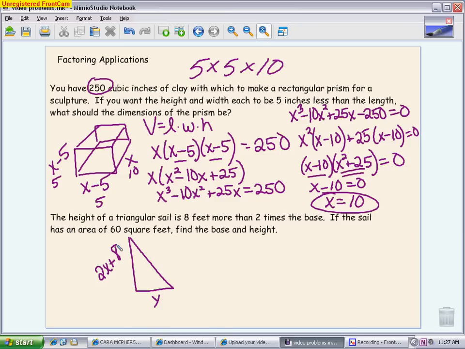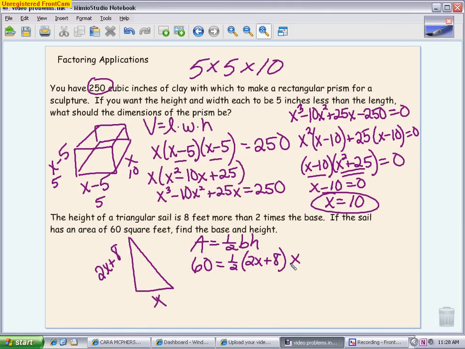It tells us that it has an area of 60 square feet. So I need to write the area of a triangle formula, which you should all know is 1/2 base times height. They're telling me that the area is 60. I have the base as x, and I have the height as 2x plus 8. I'm actually going to put the 2x plus 8 first, and I'll show you why in a second. It does not matter. It's being multiplied. It doesn't matter the order.